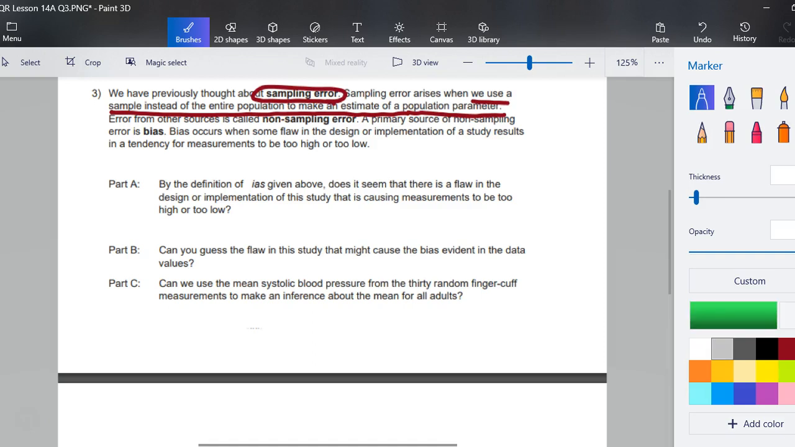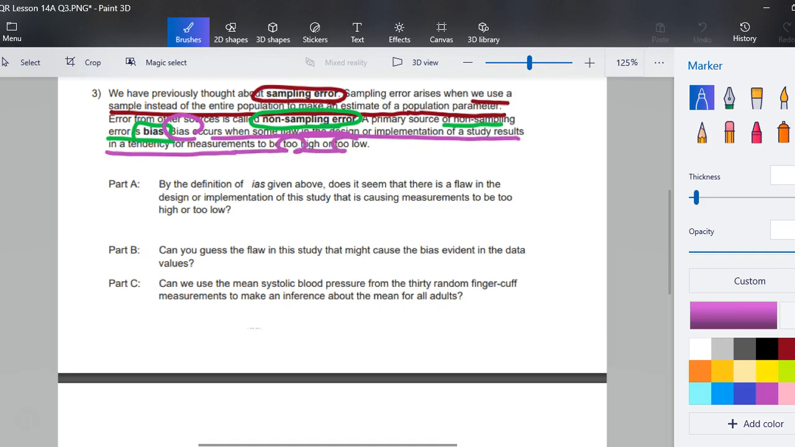And anytime we're using a sample instead of the entire population, then there could be error. Error from other sources is called non-sampling error. A primary source of non-sampling error is bias. Bias occurs when some flaw in the design or implementation of a study results in a tendency of the measurements to be too high or too low.